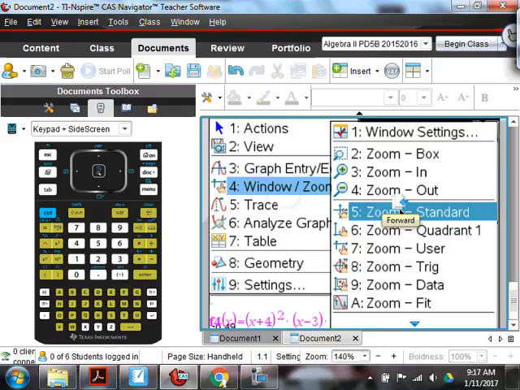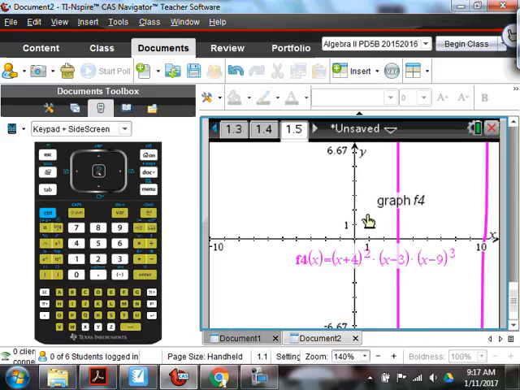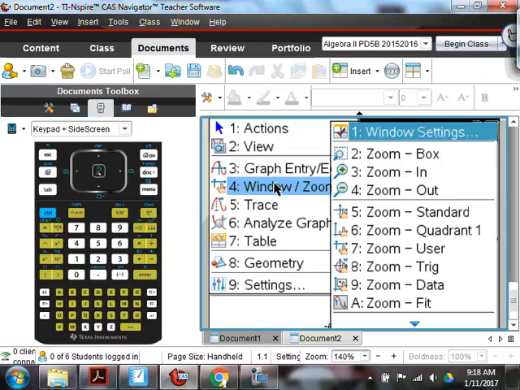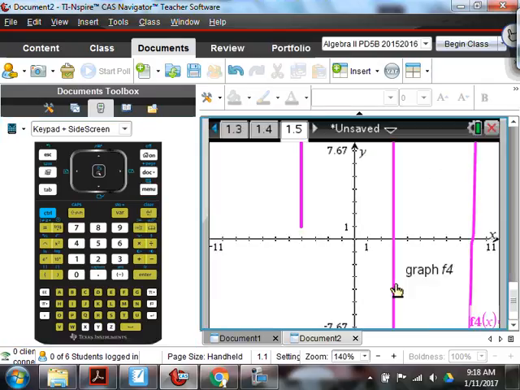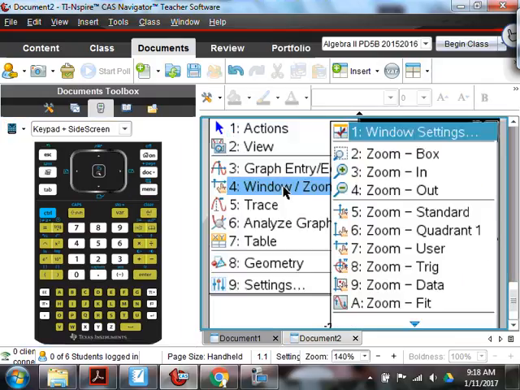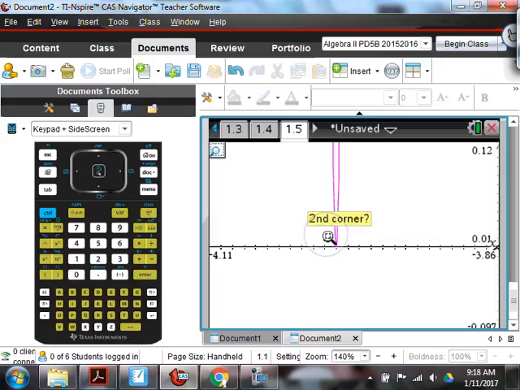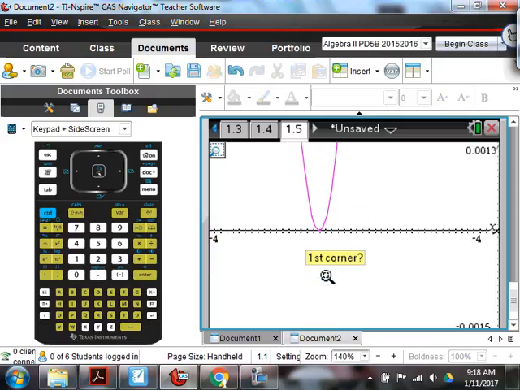Let me do a zoom standard now. It's pretty clear that the graph behaves like a line over there. But that negative 4, not so sure about that. Menu, zoom, data. Menu, zoom, box. What's going on there? Does the graph look like a parabola there? It sure does.